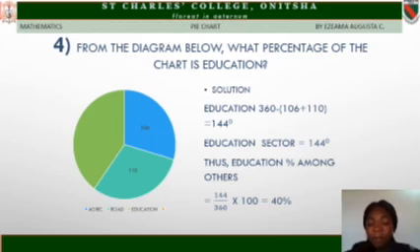Then the percentage, because we are asked to calculate the percentage of education. Since we have gotten the sectorial angle for education, which is 144 degrees, you will now do 144 over 360. Why do I say over 360? Remember, sum of angles in a circle is 360, times 100. 100 signifies the percentage. When you have it, your answer will be 40%.